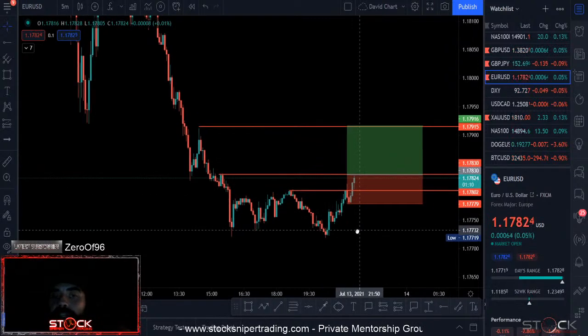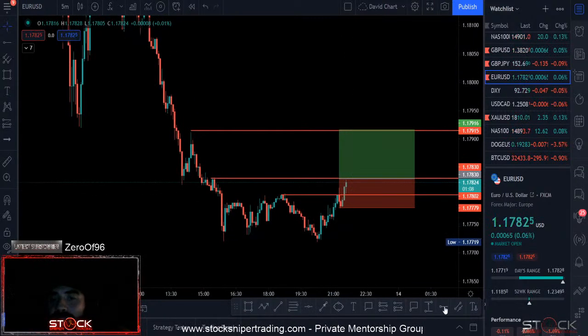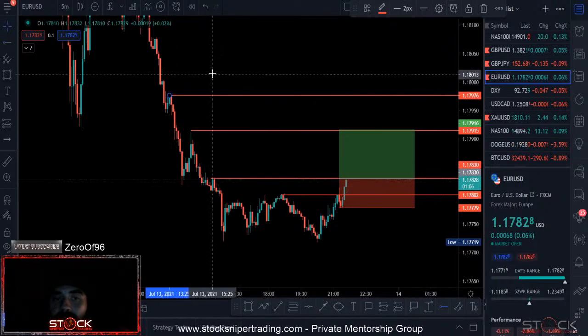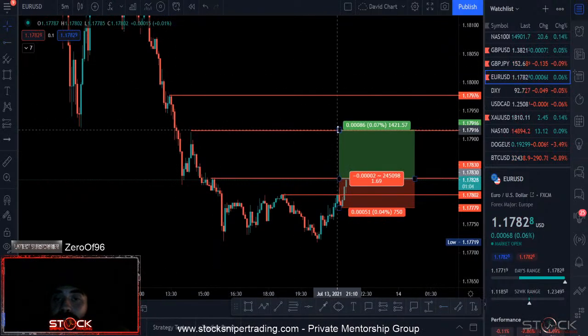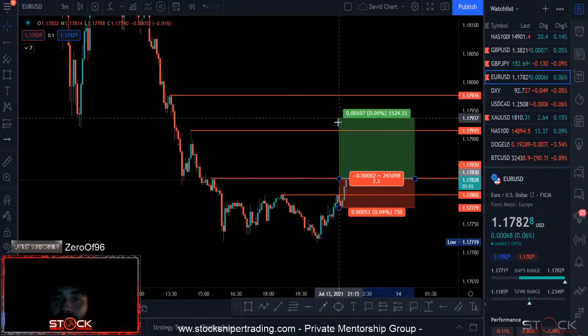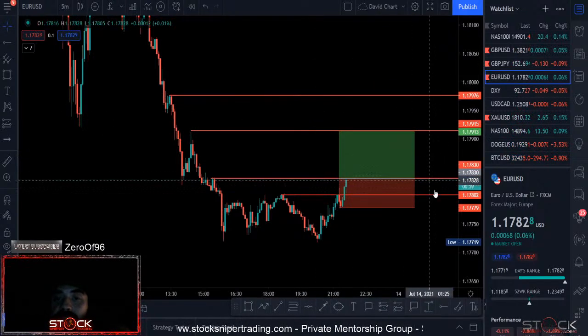So let's wait and see what's going to happen with the euro. If it starts to make it all the way up there, guys, like I said, it has potential depending on the push. No news tonight, so it can potentially get all the way up there. We just need to wait and see.